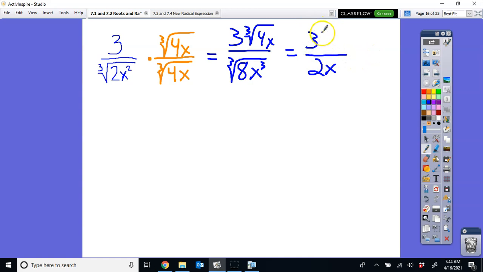Then on the top, I got 3 times the cube root of 4x, and I can't really do anything with that. And guys, again, I know it's not pretty. That's not what we're talking about when we talk about simplifying a radical. We are going through and using the radical, keeping it in that format, rationalizing the denominator, taking out the perfect powers. That's the key. So you may want to go back and watch this video again, possibly over the weekend.